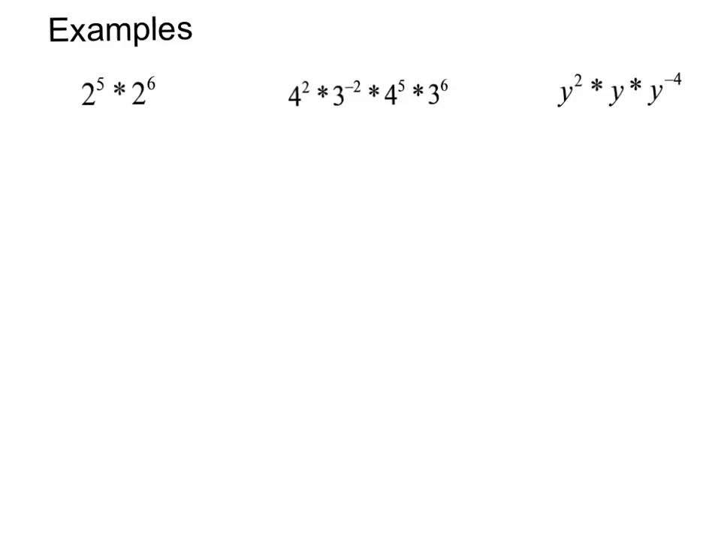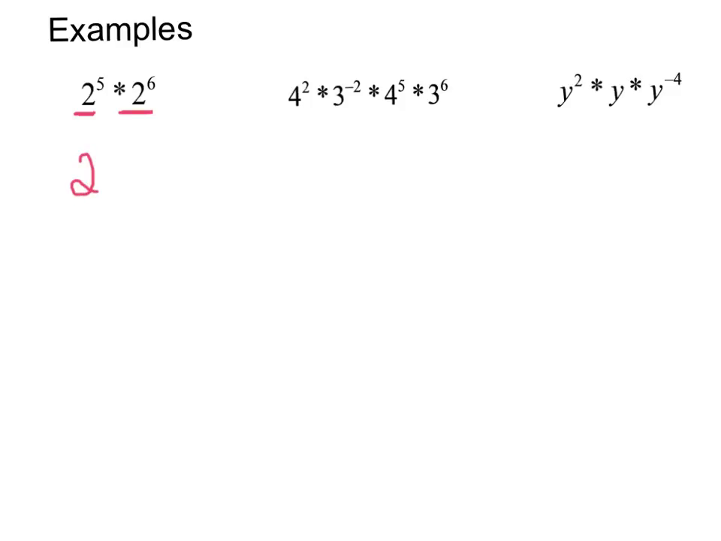Okay, so now we're going to look at examples of using this power, or this property. What we're basically going to do here is look for the same base. In order to use this property, we need to have the same base. So let's look at this first example. 2 and 2. Is that the same base? Yep. Okay, so then we can write 2.